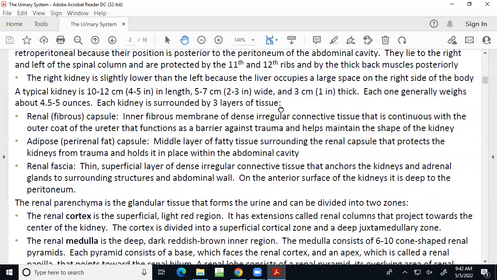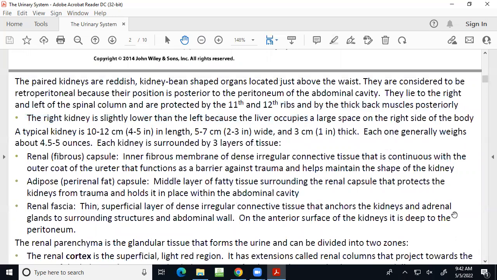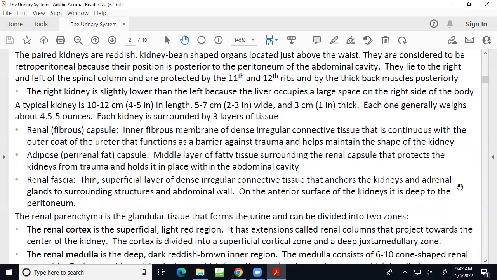Just those 3 blanks, it looks like. Okay. All right, we'll start just by talking about the kidneys as a whole. Their overall gross anatomy.